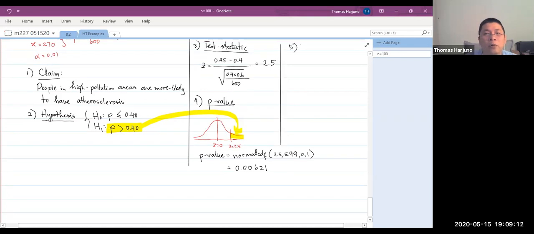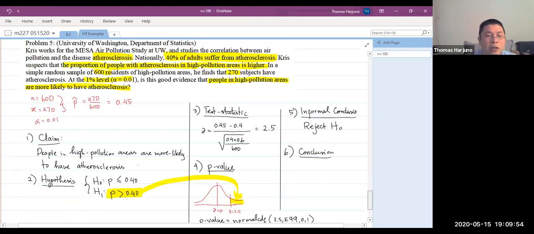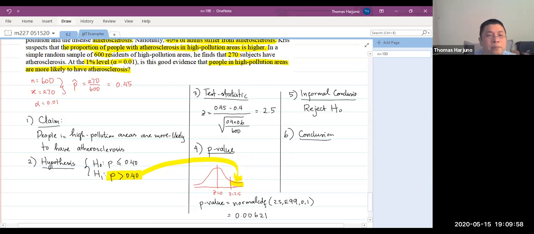Step 5, informal conclusion. I will reject null hypothesis because my p value is less than alpha, right? My p value is 0.00621 and this is less than 0.01. So step 6, conclusion. Notice that I reject null hypothesis. But where's the claim? The claim is here, right?